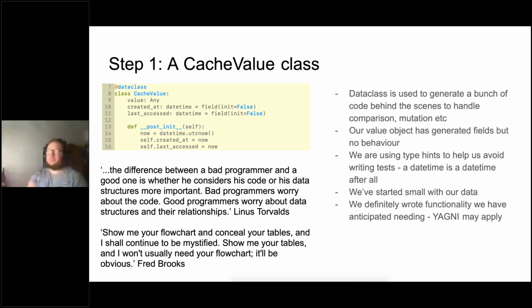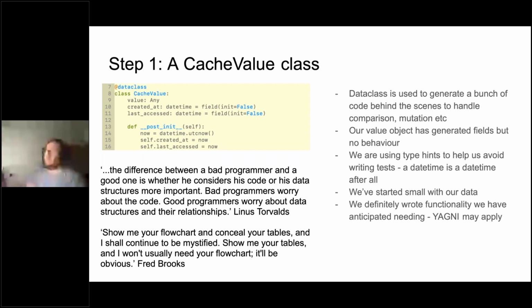And then you've got the Fred Brooks equivalent about tables. Ostensibly, it's about tables and flowcharts, but really, again, it's about data and procedure, or data and logic, however you want to describe it. And I think it will be obvious. Like if you look at this cache value, you know that because there's a created at and a last access, that you're going to care about those things, right? It is signaling that to you.